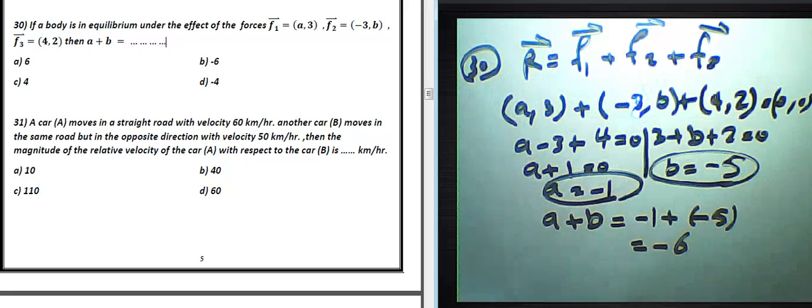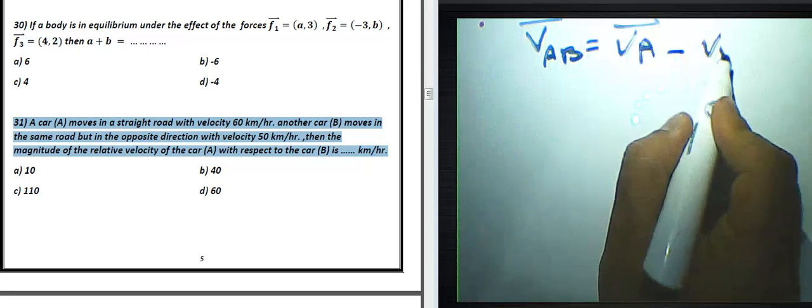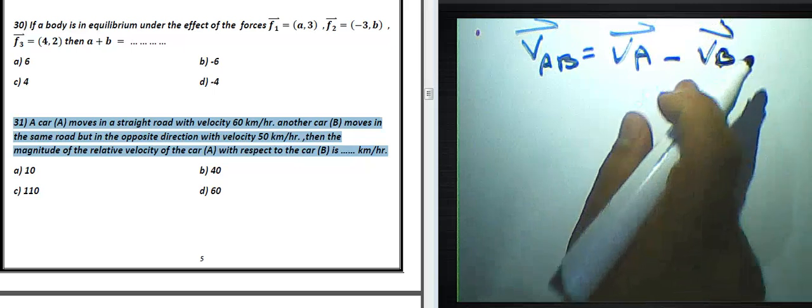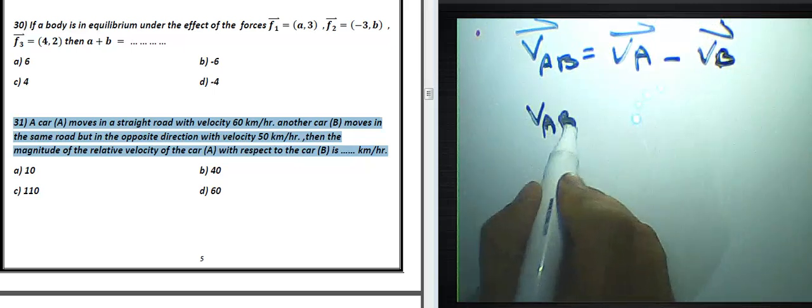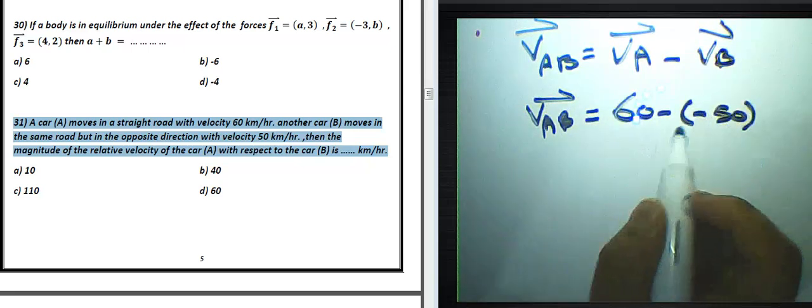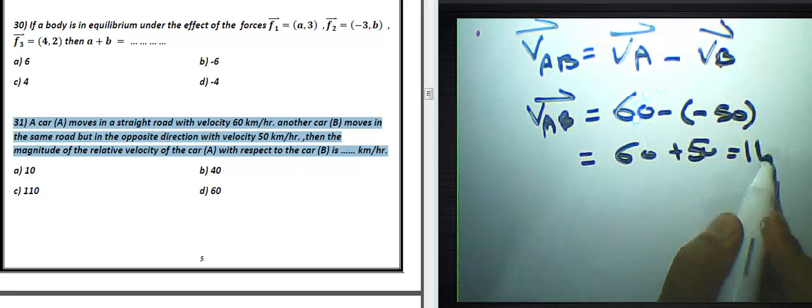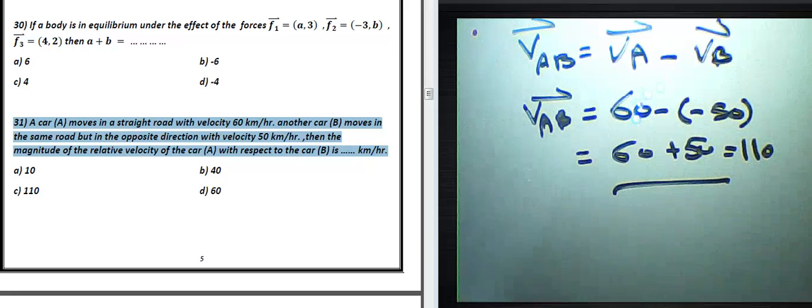Question 31. A car A moves in a straight road with velocity 60 km per hour. Another car B moves in the same road but in the opposite direction with a velocity of 50 km per hour. Then the magnitude of the relative velocity of car A with respect to car B is blank kilometer per hour. Look at this phrase: in the opposite direction, it will be negative. Multiplication by negative equals positive. You know the velocity of AB means velocity A subtract velocity B. But in this example, because of the opposite direction, we can change the sign. So the velocity of AB equals 60 subtract negative 50 equals 60 plus 50 equals 110 in direction E. The result will be 110 kilometer per hour.